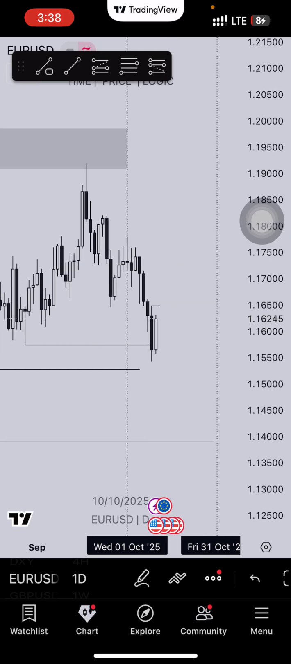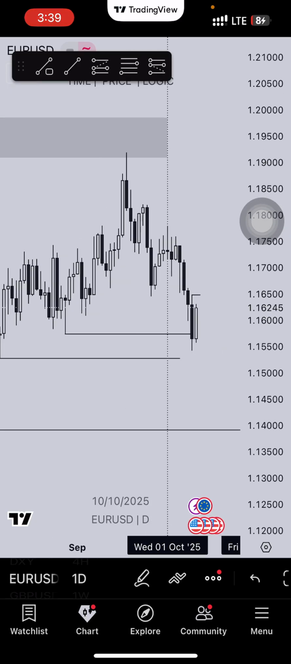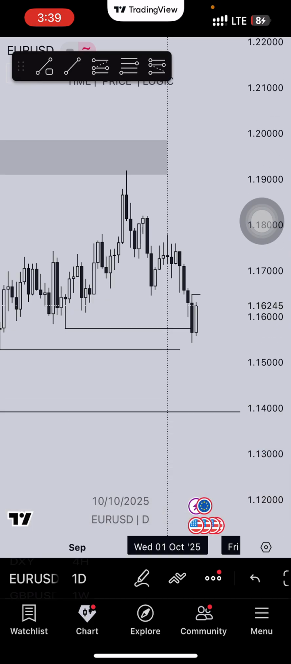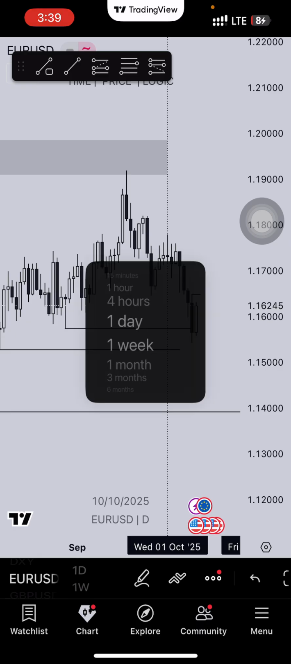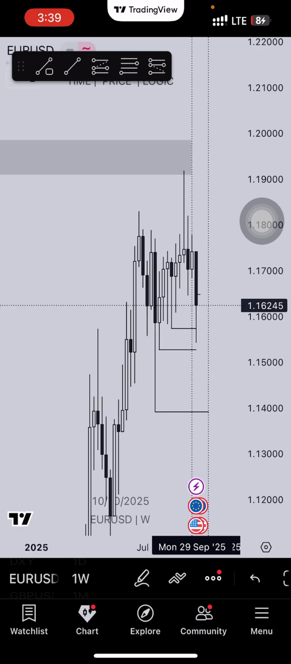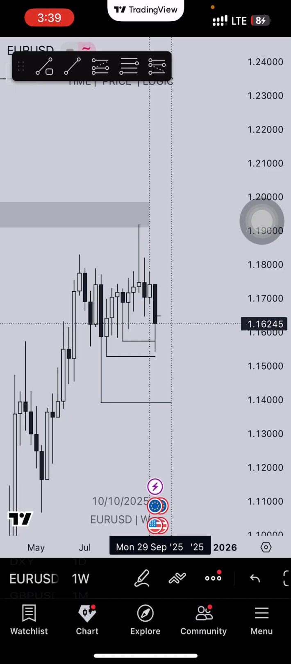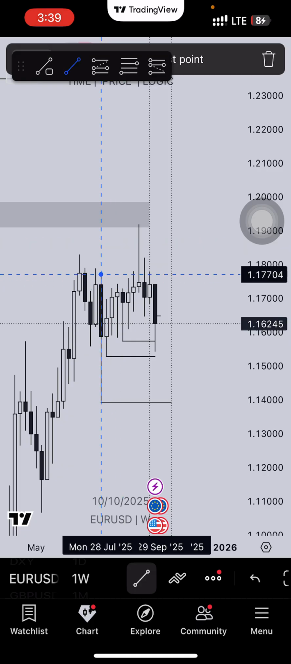It's Congraphy here, and today we'll be looking at what I'll be looking for the third week of October 2025. Right, so I'm going to start on the weekly time frame. Now on the weekly time frame, as you can see, this week, today is Saturday.